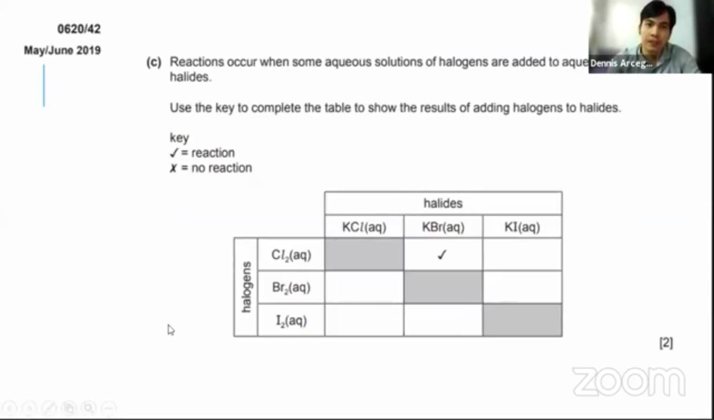Now, let's look at this one. When you say chemical reaction, of course, there are things that when you add them together, there will be a chemical reaction. There are also things that when you add them together, there will be no chemical reaction. How are you going to know that? For you to identify that, you have to know the reactivity of different substances. For metals, they usually use this.